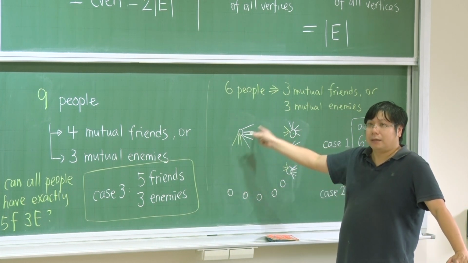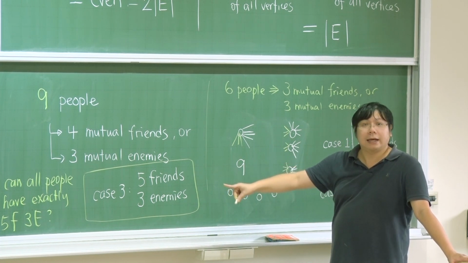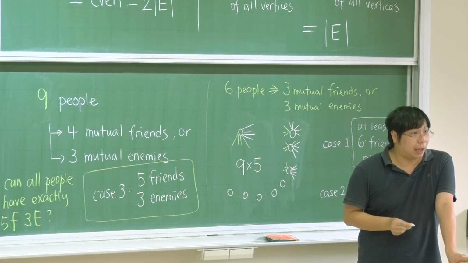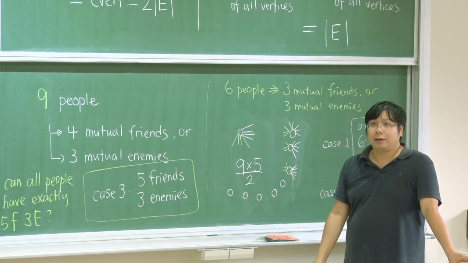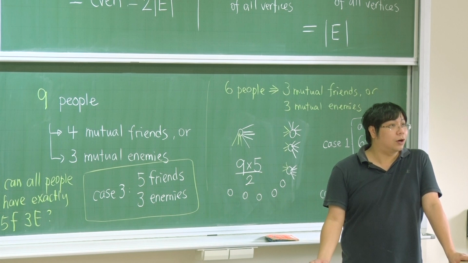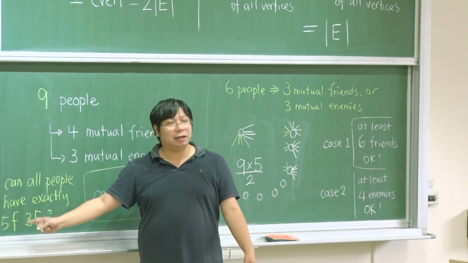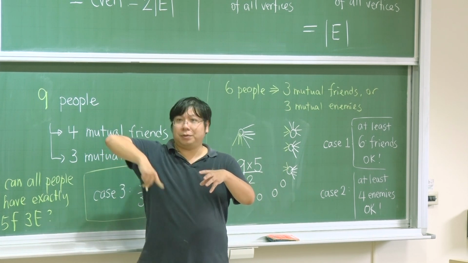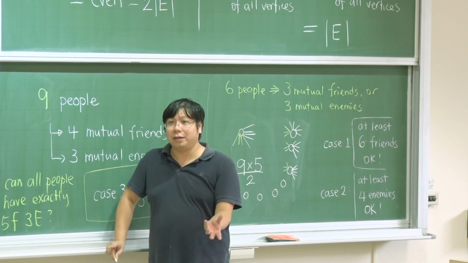How many people are there? 9 altogether. And if everyone has exactly 5 white edges, then the total degree of white edges will be 45, and then the number of white edges is going to be 22.5. It can't happen. An edge is an edge; it is not half an edge. So you will get a contradiction. The contradiction says you cannot have all the people having exactly 5 friends and 3 enemies, because in that case the number of friendship relations will not be a whole number. It will be 22.5. It is impossible.